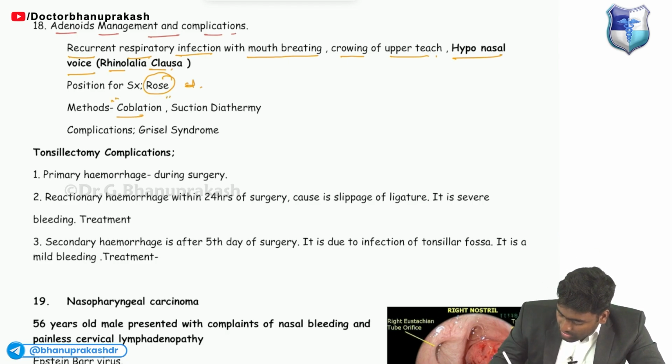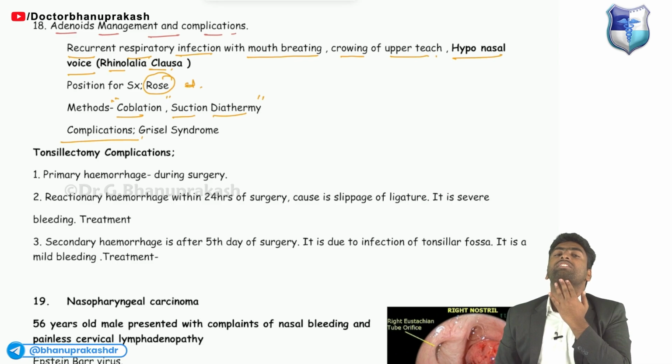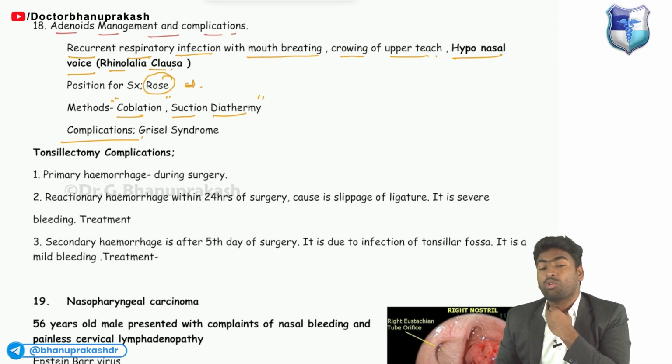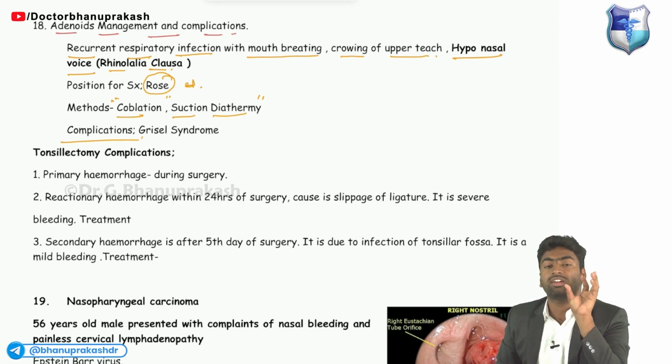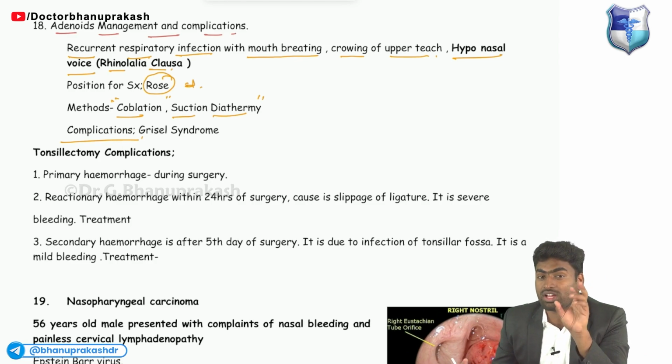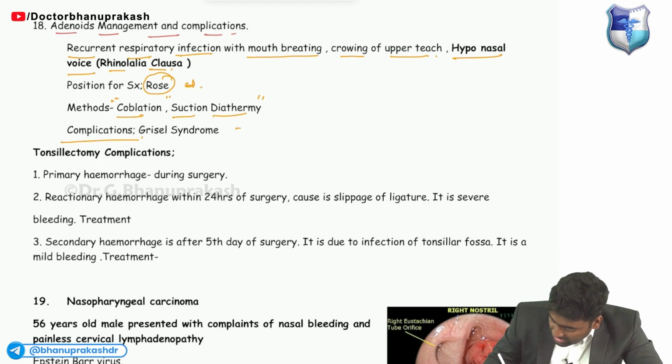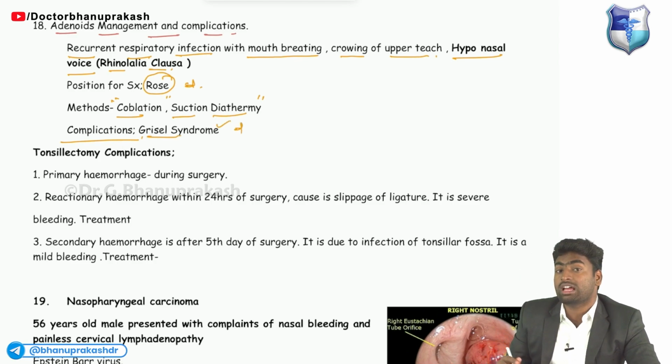We'll do either coagulation or suction diathermy. We'll do the surgery. And in some conditions, if you do overflexion, what will it cause? Overflexion or overextension will cause dislocation of the atlas, dislocation of the atlas-axis. It is known as Grisel syndrome.